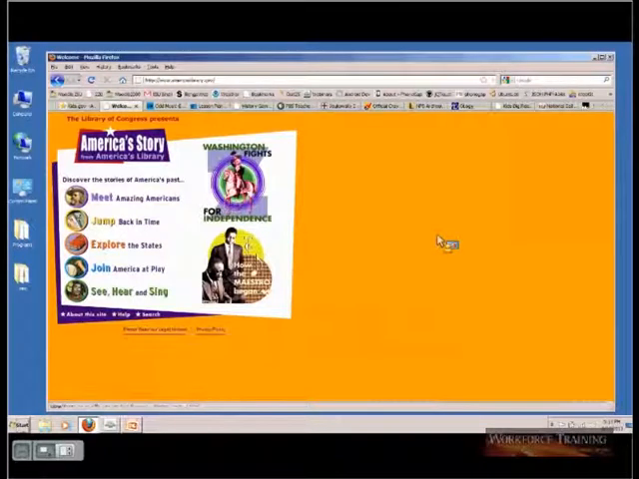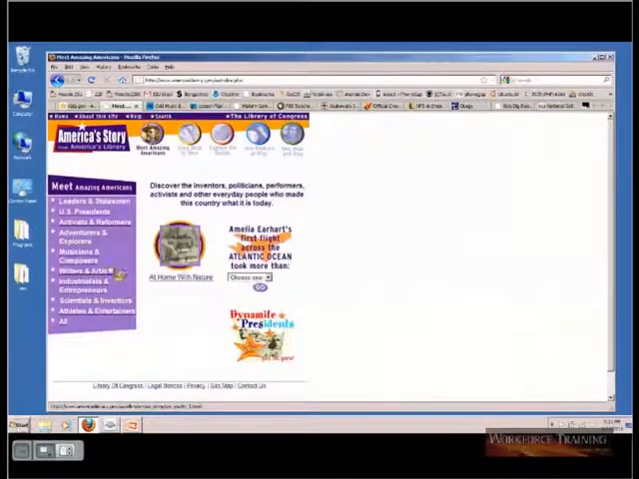And this is kind of a little bit of an interactive website. It's not necessarily game type interactive, but it's a little more interactive than just reading something on a page. So let's go to Meet Some Amazing Americans.